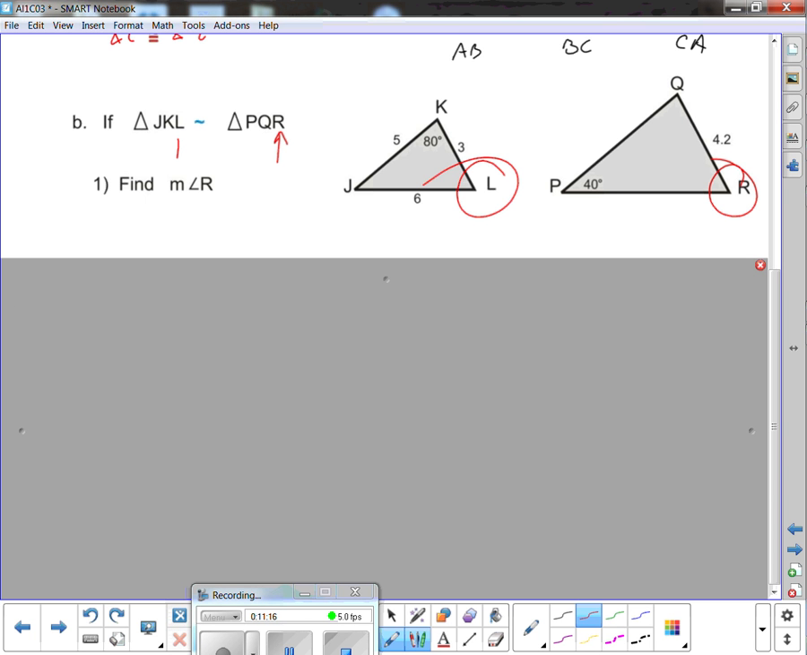So this one requires a little bit of thought. If this one's 80, do you agree this one is 80? Will that allow me to find R? What will I use now? What knowledge in my brain will I use to find R? R. Connor? Do you know how many degrees it is?